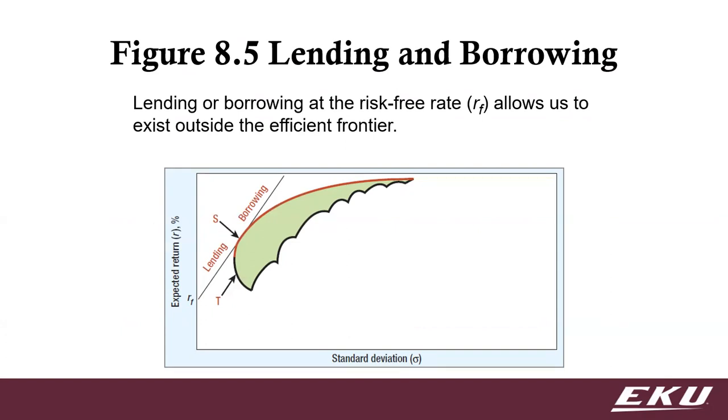And so I'm allowed to then go up along that borrowing line, which actually gives me a higher return than is possible using the frontier, right? And so that's a way to sort of get around that, as long as you can borrow and lend at that risk-free rate. It gives you that option.